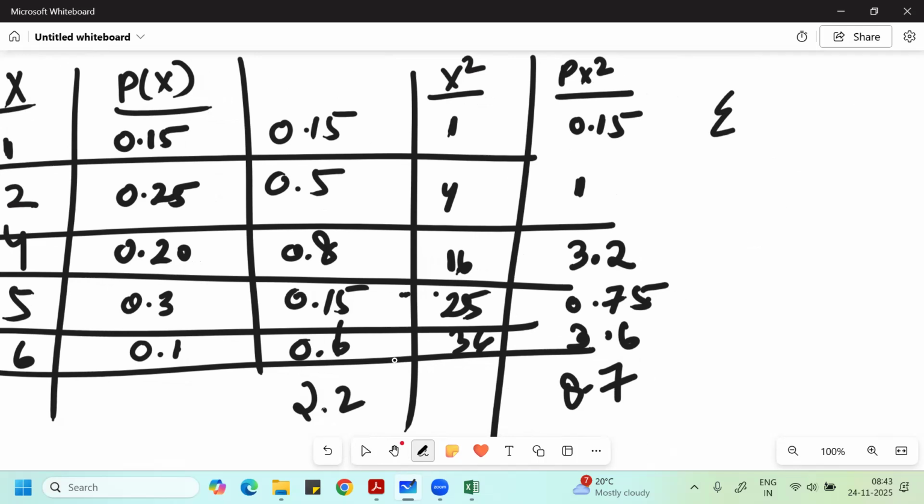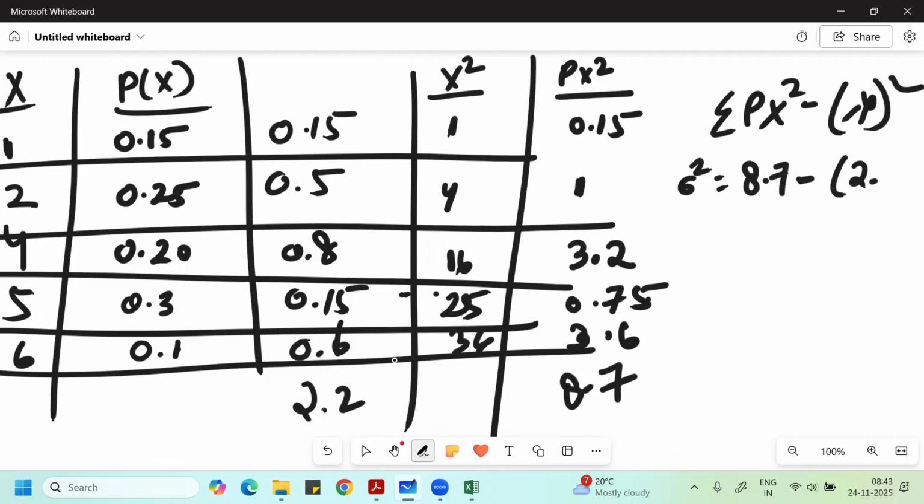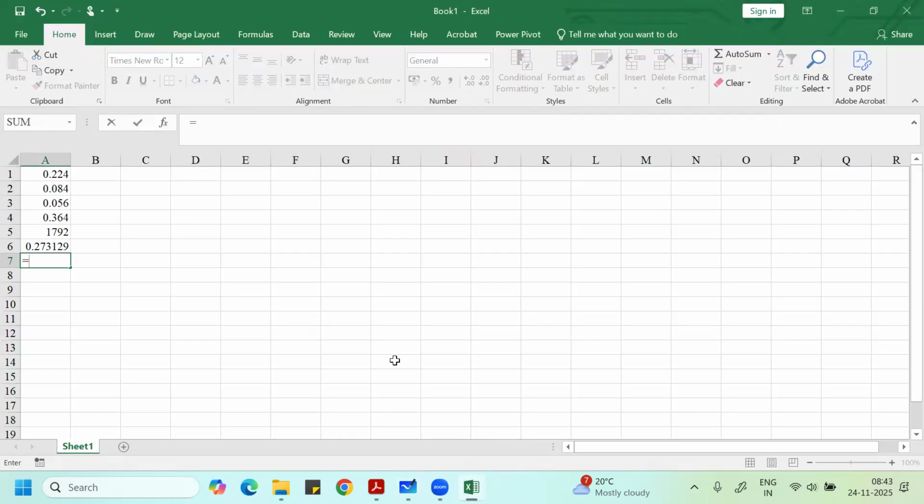So the sum of p x square minus the mean square will give you the variance. So the variance you'll get is 8.7 minus 2.2 square. 2.2 square is 4.84, right? 484 by 100 means 4.84. So 8.7 minus 4.84, 3.86 is your variance.